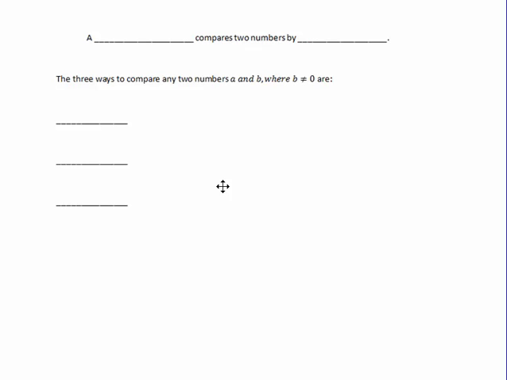All right, we're looking at the 2.6 guided notes. A what compares two numbers by what? Yeah, this is really vague. A ratio compares two numbers by division.